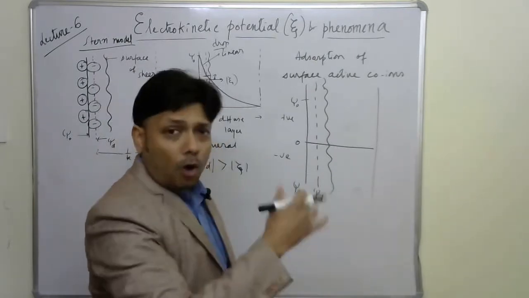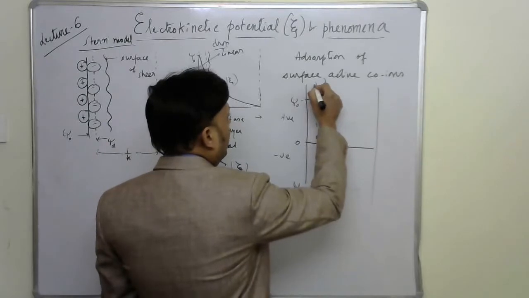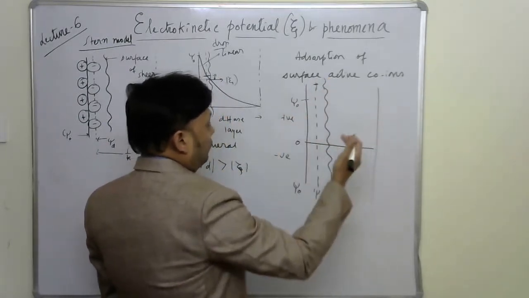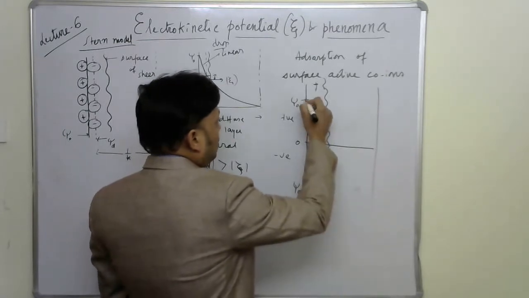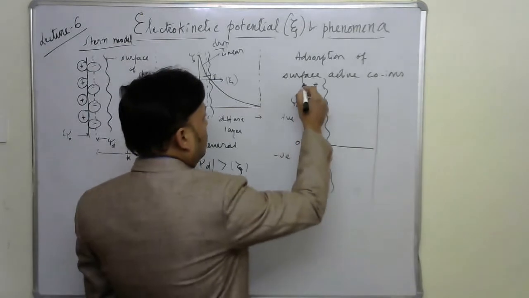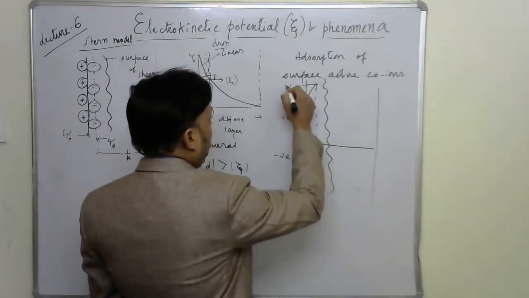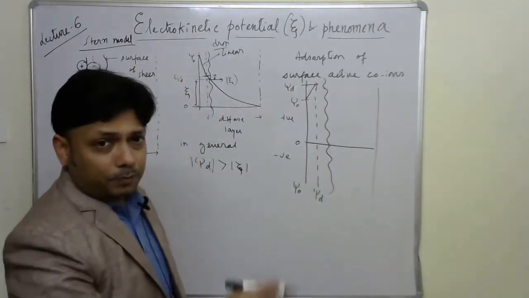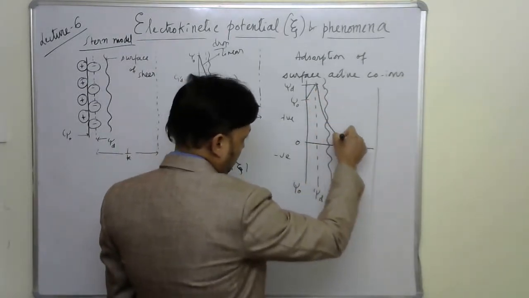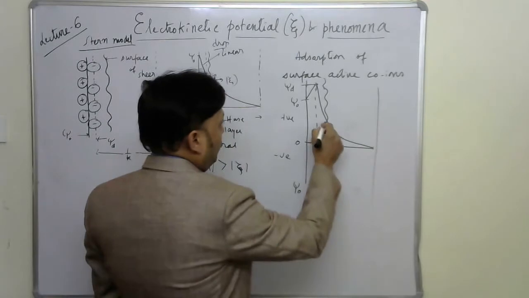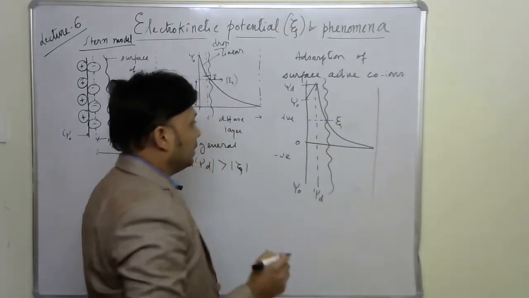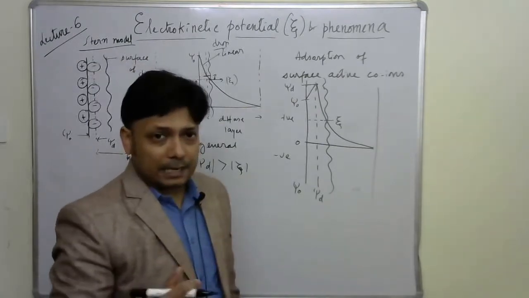the psi d becomes more positive than psi 0. So due to the more positive nature of the psi d, the potential increases linearly up to this point. This is my psi d here, and after that the same thing, the potential will drop exponentially from here to here, like this, and we have our zeta potential over here. As you can see, in this case the zeta potential is less positive than the psi d.